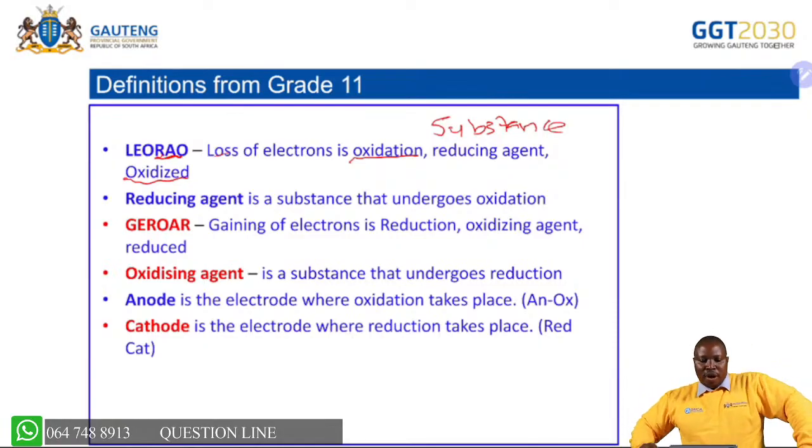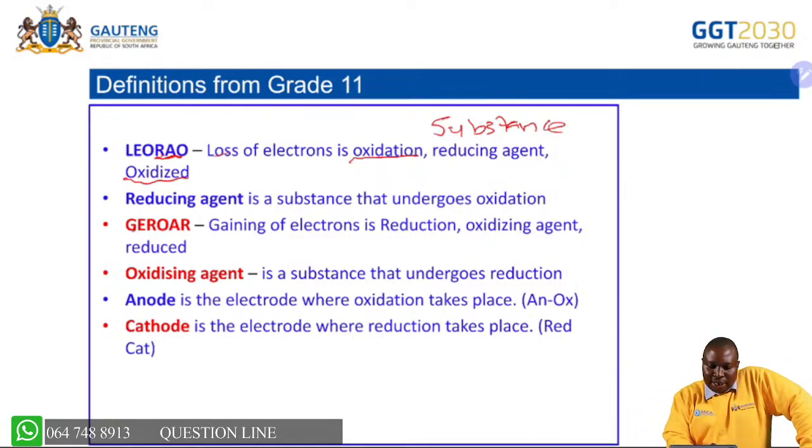Going to the next mnemonic there, GER, we're saying gaining of electrons, we refer to it as reduction. So that is the oxidizing agent. What is an oxidizing agent?